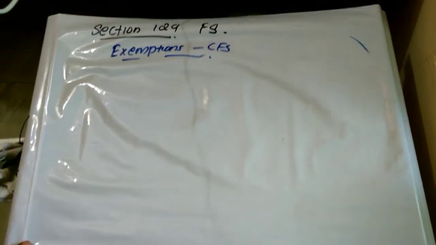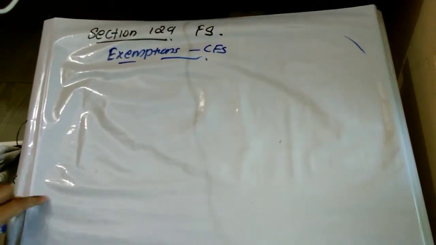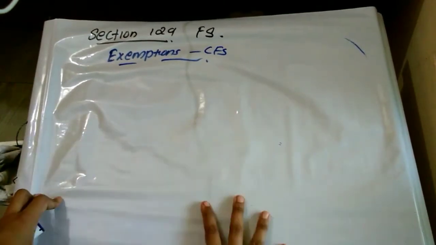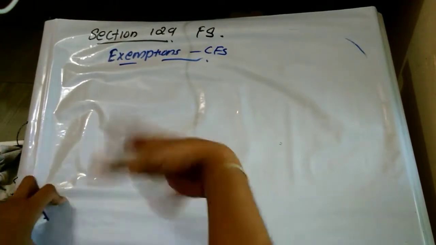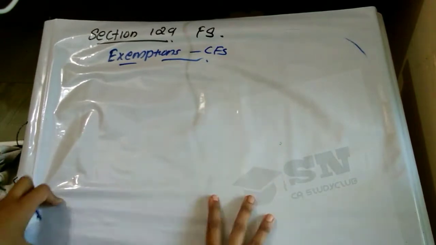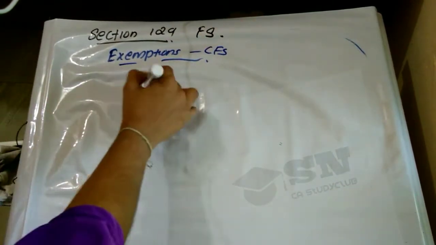So here we are discussing what? Exemptions from preparation of consolidated financial statement. That is, in some cases a company is not required to prepare the consolidated financial statement. Suppose it is a wholly owned subsidiary company or partially owned subsidiary company of another company where all the members have given their NOC, that is, non-objection certificate, then it is not required to prepare the CFS.